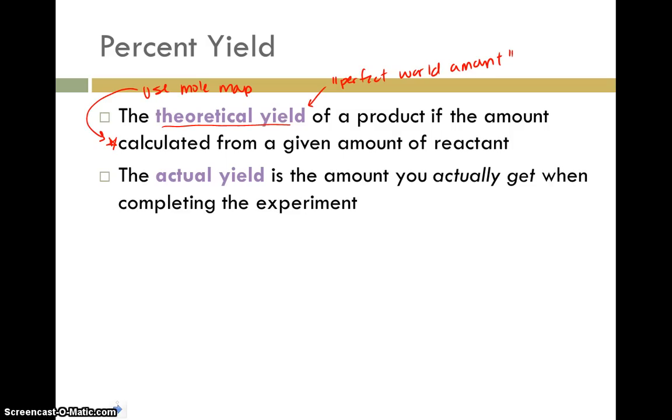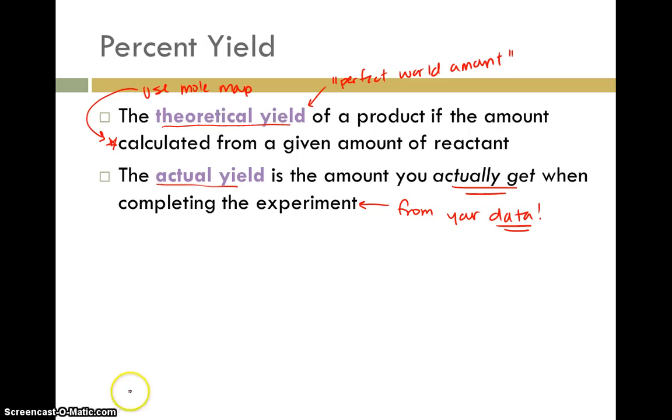The second term you need to know is something called the actual yield. The actual yield is what you actually get when you're completing the experiment. So what this means is you're getting the number by doing a lab. Your actual yield will be from your data. This is going to be a number that you get from your data table. It's not going to be anything calculated using the mole map. It's going to be a piece of data that you are actually getting while doing the experiment.